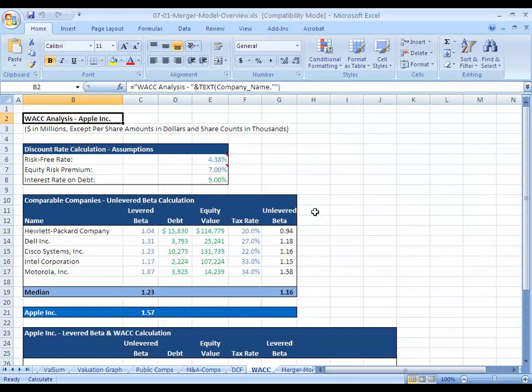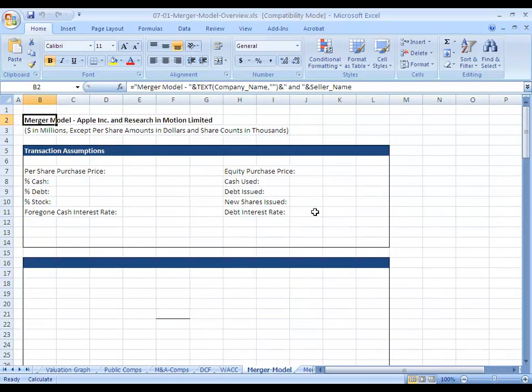Up to this point, we've pretty much looked at Apple in isolation. What we're going to do now is, instead of just looking at Apple by itself and modeling them and creating their statements and valuing them and figuring out how much they're worth, we're actually going to look at them in conjunction with another company, which is Research in Motion, also known as RIM. If you're unfamiliar with it, RIM, they are the maker of the BlackBerry device. So essentially, in this merger model, we're going to be looking at Apple, the maker of the iPhone, iPod, iPad, laptops, etc., buying the maker of the BlackBerry device.